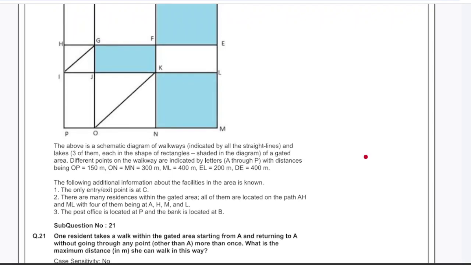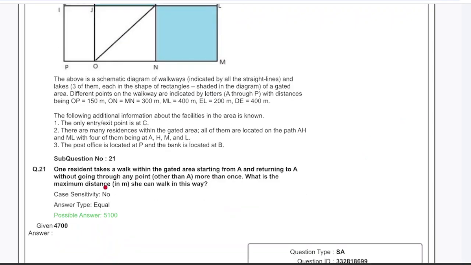So it says one resident takes a walk within the gated area starting from A and returning back to A without going through any point other than A more than once. So only A point from where he's starting and when he's coming back. There's no other point now he's gonna visit again. The last question, we can visit a point multiple times. In this part, we cannot. What is the maximum distance she can walk in this way?